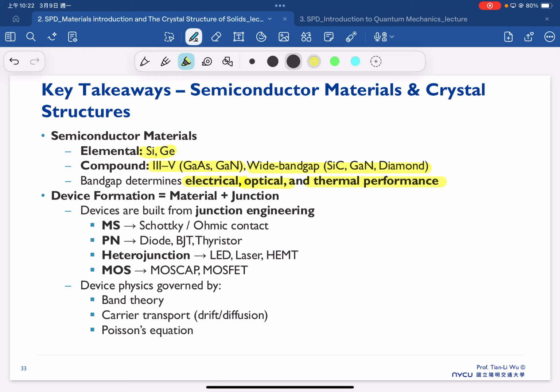And when we talk about how we can actually form the device, a device is considered as materials plus the junction. Once we have the materials and put them together, they form the junction, which leads to the overall influence on the device characteristics. So devices are built from different junction engineering. We have the metal semiconductor junction that will form the Schottky and ohmic contact. We have the PN junction that will form the diode and bipolar junction transistor.